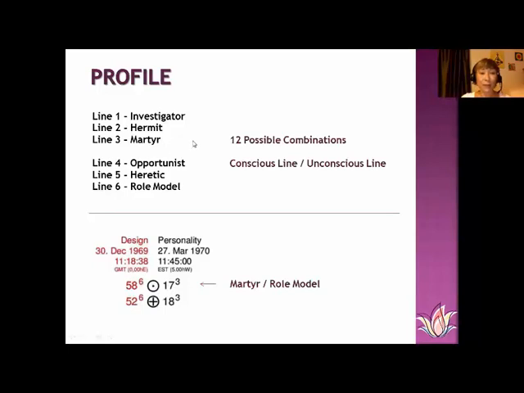Line three is known as the martyr, so it's the third line up. And martyr is such an antiquated term. I kind of like to call the line three the experimenter or the experiencer. And maybe that's because I'm consciously a line three in my profile, and martyr just seems to be, you know, like I'm going to hang on a cross, and I really don't feel compelled to martyr myself.